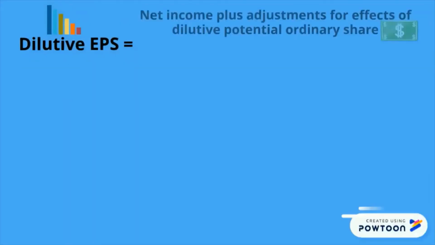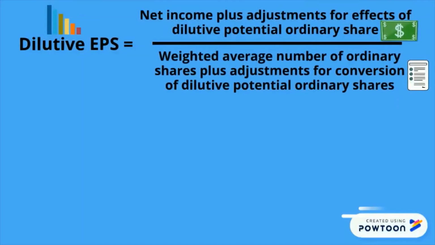According to the standard, dilution is a reduction in earnings per share resulting from the assumption that convertible instruments are converted, that options or warrants are exercised, or that ordinary shares are issued upon the satisfaction of specified conditions. For calculating diluted earnings per share, an entity shall adjust profit or loss attributable to ordinary equity holders, and the weighted average number of shares outstanding, for the effects of all dilutive potential ordinary shares.